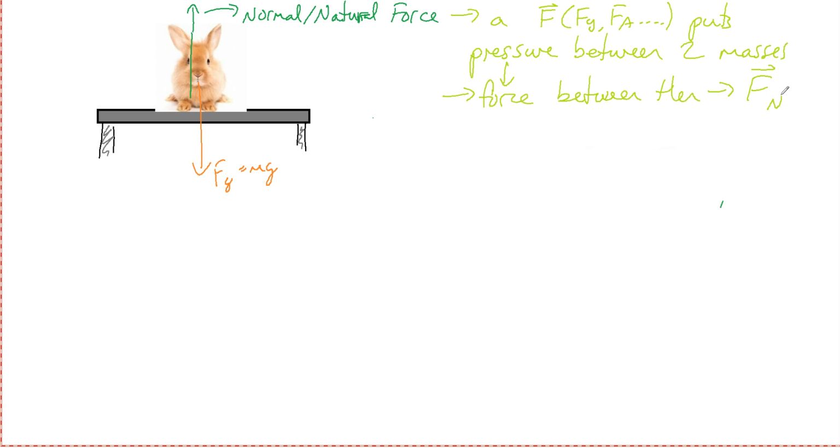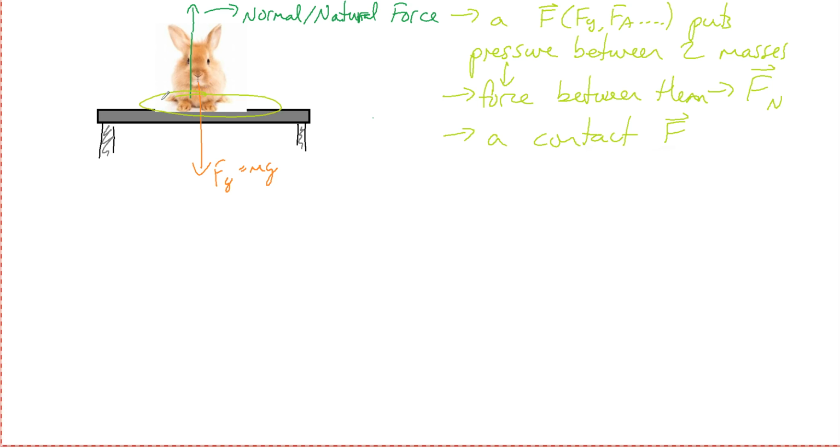I like to call it the normal force, though you'll often hear it called the natural force as well. It's the force between two masses that are in contact with each other, so there is a normal force between the bunny and the table. I like to think of it as a contact force. You have to have two things in contact with each other, and that force between them, that pressure-type idea, is the normal force.